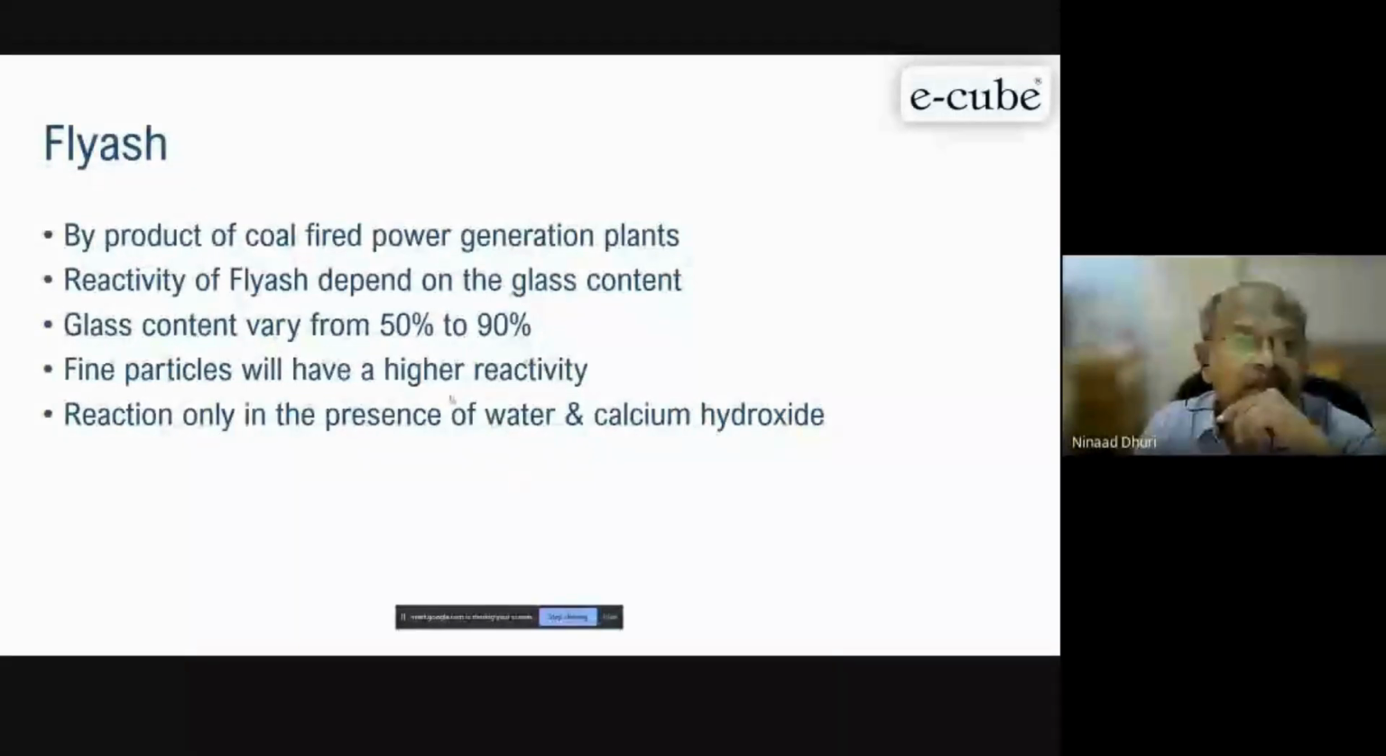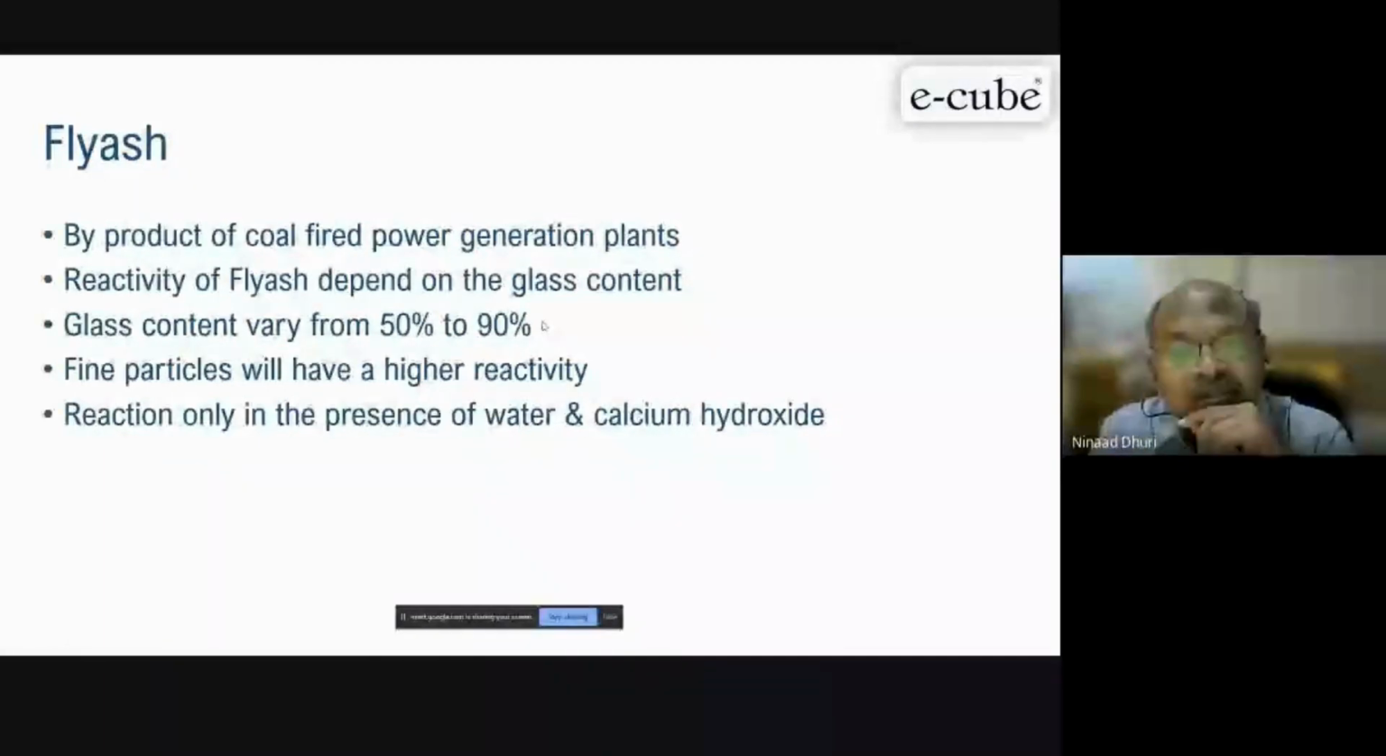So fly ash is basically a byproduct of coal-fired power generation plants. Reactivity of the fly ash depends upon their glass content, SiO2, and also the particles. Glass content is in the range of 50 to 90%. That depends upon how it has burned, because that glass is also required to be in an amorphous condition, not crystalline. Crystalline glass will not react. So burning temperature is also very important. And fine particles will have higher reactivity.